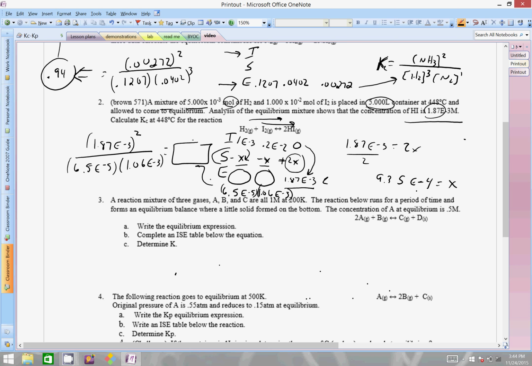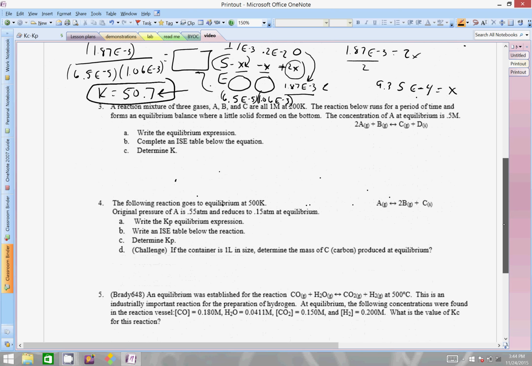Divide that by 1.06 e to the negative third, and K equals 50.7. Again, this is a value that to me means it's slightly product favored. A number is not just a number; that number has some value. Alright, scrolling down to the next problem.